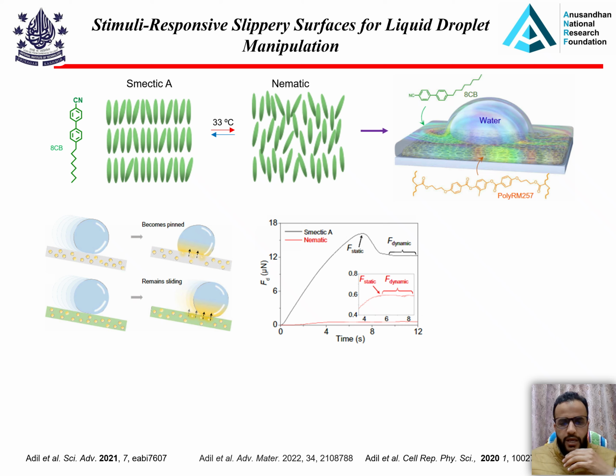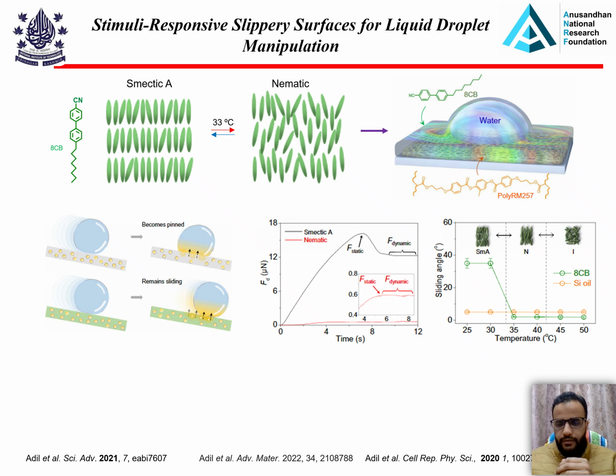We can also measure the adhesion force between the surface and the droplet at room temperature and at high temperature. At room temperature the adhesion force is very high, as we can see from the black curve. But at high temperature, above room temperature, which we call the nematic phase, the adhesion force is very low, which shows that the adhesion between the water droplet and the slippery surface is dependent on the temperature. At room temperature it is highly adhesive, at higher temperature it acts as a slippery surface. In that way we have designed a slippery surface which is stimuli responsive in nature.